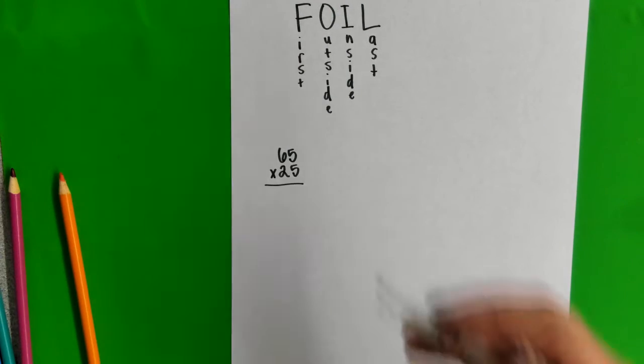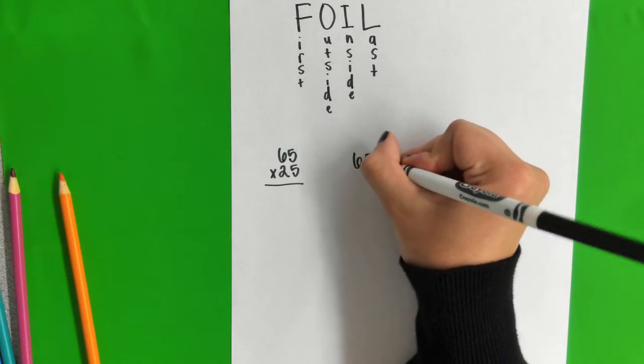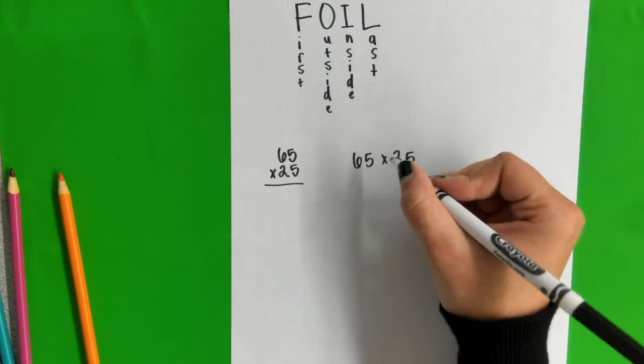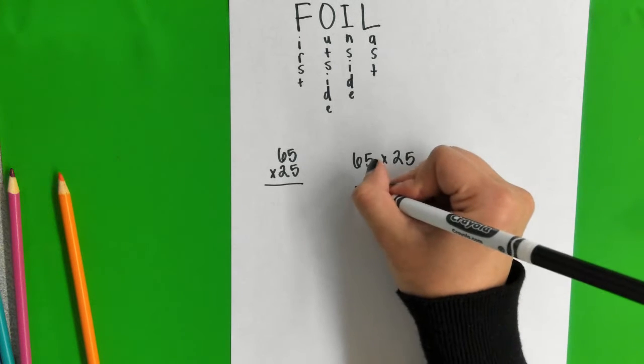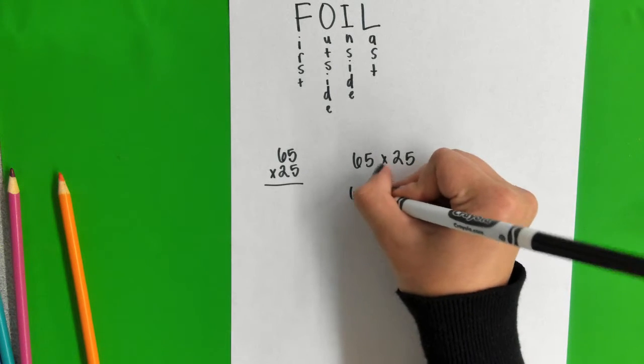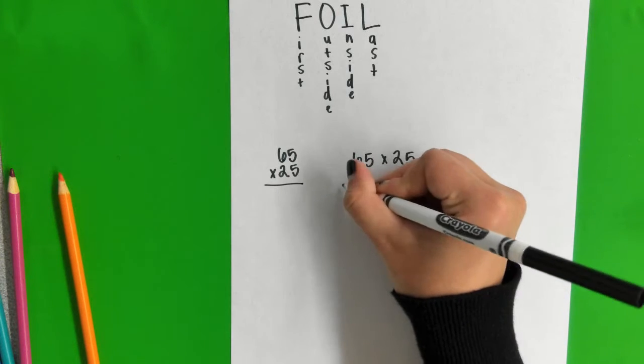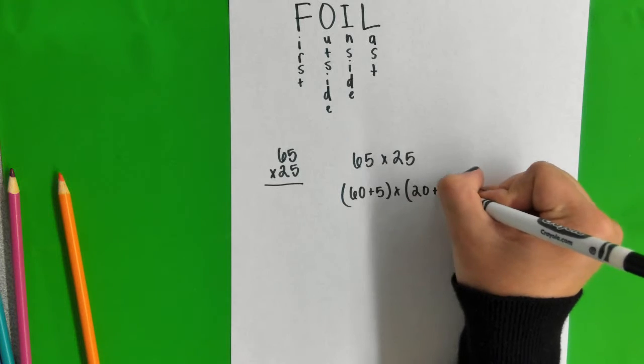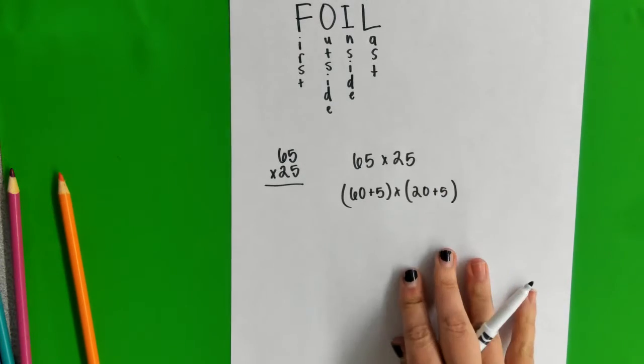Same for this. I like to put them side by side, so 65 times 25. And I can break it up. 65 turns into 60 and 5. 25 turns into 20 and 5. And now I FOIL it out.